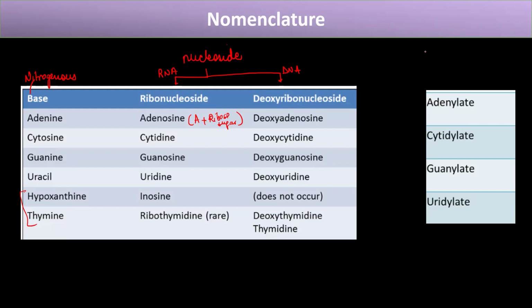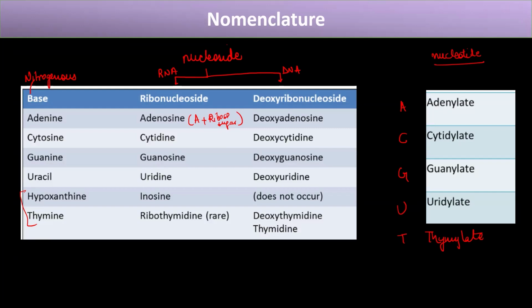Okay. But if it is a nucleotide, if adenine is present in a nucleotide, it means it also has a phosphate group attached to it, then we'll call it adenylate. If it's cytosine, we'll call it cytidylate. If we have guanine, we'll call it guanylate. And if we have uracil, we'll call it uridylate. And if we have thymine, we'll call it thymidylate, right? Okay. So it is in the case of RNA.